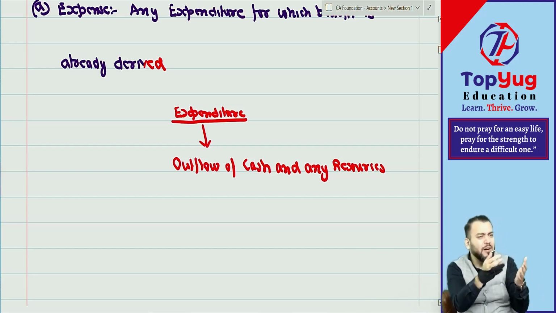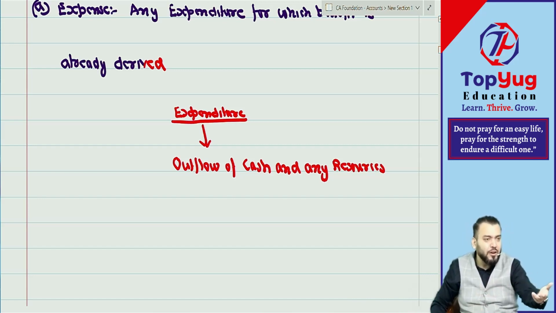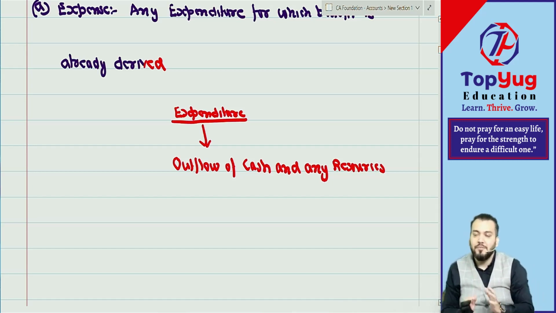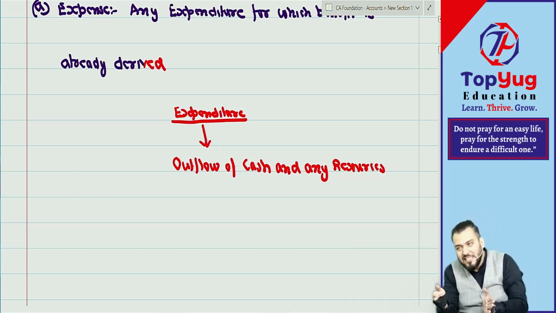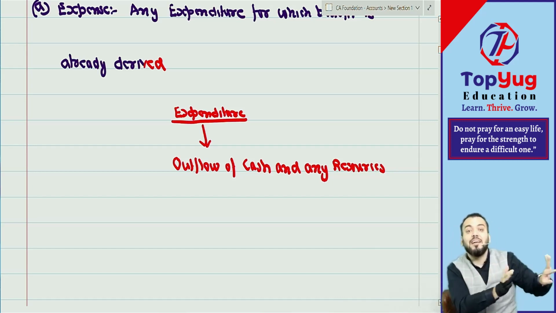Whatever you are purchasing, anything, you have a pen, why are you purchasing? To write, and by writing you are getting some benefit or not. So the ultimate objective is to derive some benefit. Now it might happen you have purchased something and the benefit is already derived.